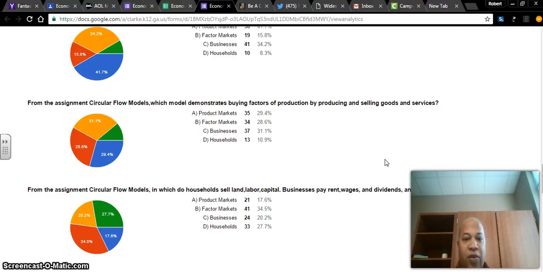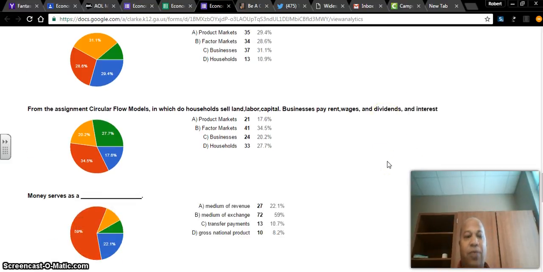All right. From the circular flow, which one models households sell land, labor, capital, and businesses pay rent and wages? Rent and wages. Factor markets, again, factor markets, because that's where the factories, factory, think about the context clue, that easy.